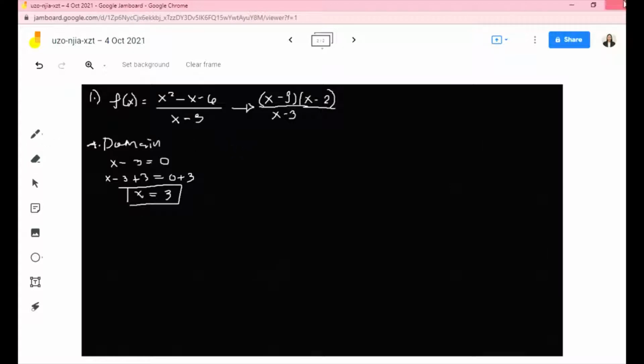Now your domain will look like this. You start with a bracket, write down x is an element of real numbers such that x is not equal to 3. So you can substitute any values to x as long as it is not equal to 3.